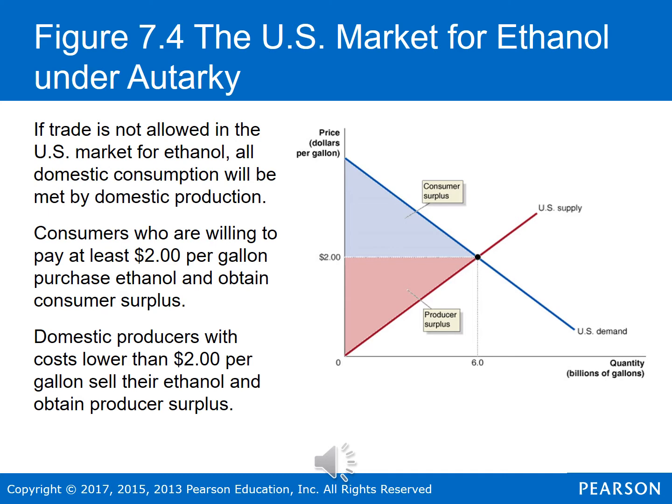So consumers who are willing to pay at least $2 per gallon are going to be purchasing ethanol, and they'll obtain some level of consumer surplus. And domestic producers with costs lower than $2, lower than that equilibrium price per gallon, will sell their ethanol and obtain some level of producer surplus.